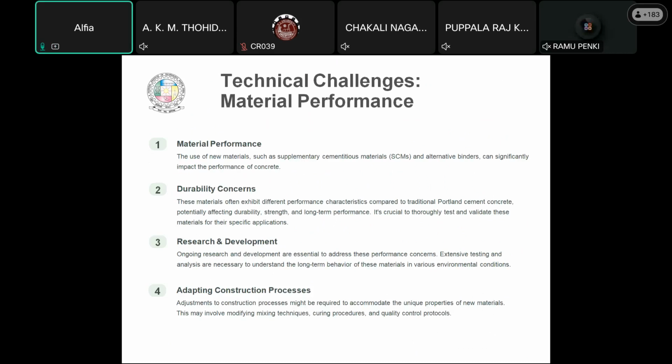Then the technical challenges are in terms of material performance. The use of new materials such as supplementary cementitious materials and alternative binders can significantly impact the performance of the concrete. It depends on what type of cementitious material and binders you are using. Then there is the durability concern. A lot of research is going on, which is still not transferred to the industry. For that, extensive testing and analysis is required to understand the long-term behavior of these materials.